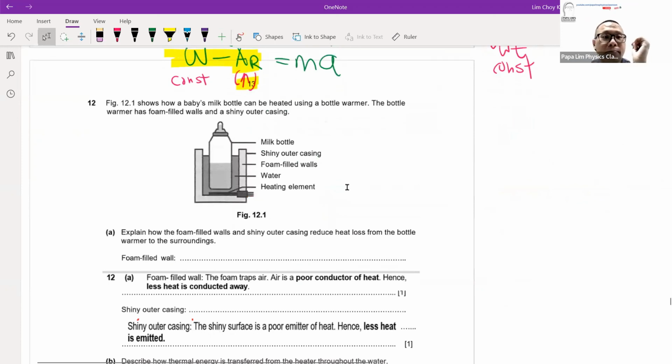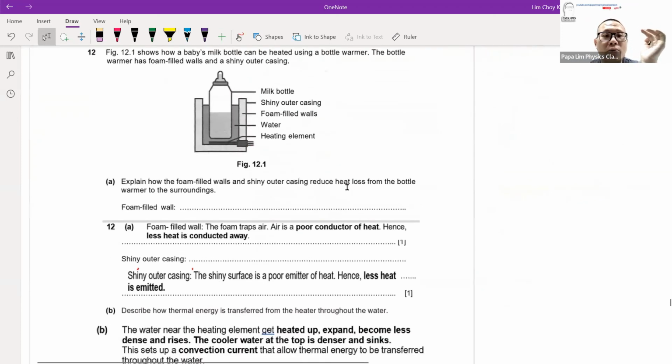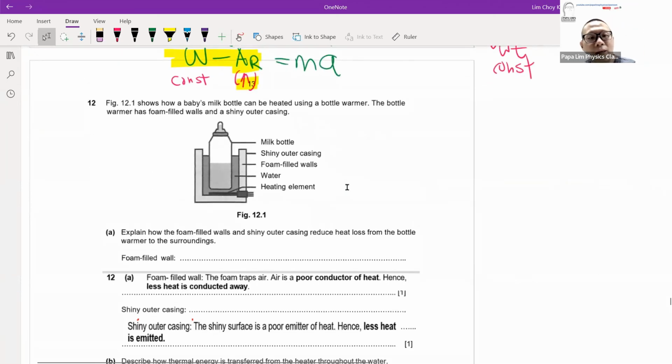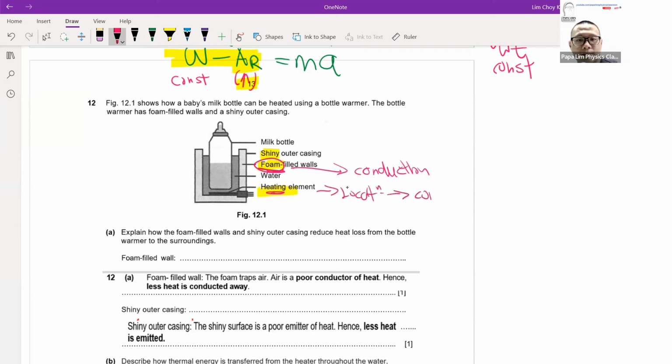Now, question 12. Question 12 is a heating question. Take note of the labeling: milk bottle, shiny casing, foam, heating element. The heating element is at the bottom, so they may be telling you something about convection current. Foam usually tells us the material, maybe about conduction, since the material deals with conduction. Maybe the heating element's location tells us something about the convection current.